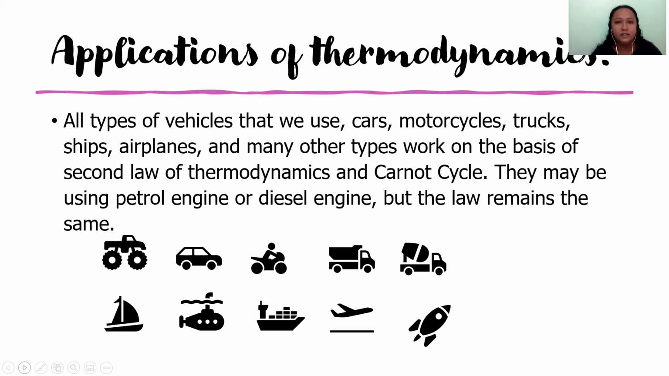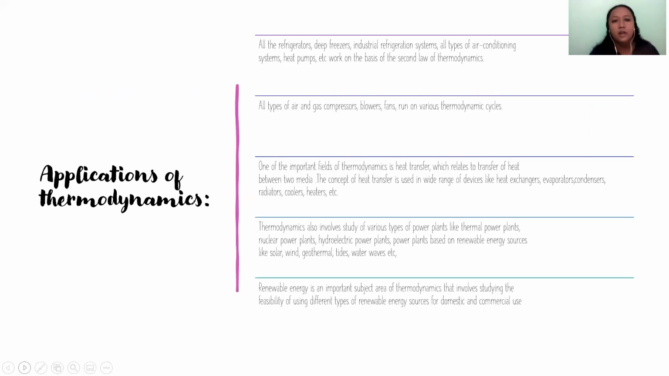So, all types of vehicles that we use, specifically cars, motorcycles, trucks. So, that is in land transportation. While ships, yachts, there is also thermodynamics there. Also in airplanes. Many of these work on the basis of the second law of thermodynamics and the Carnot cycle. Later, we will learn what the second law of thermodynamics and the Carnot cycle are in the next topics. They can use a petrol engine as well as a diesel engine, but the law is still the same. Okay? So, these are the different enumerated applications of thermodynamics.